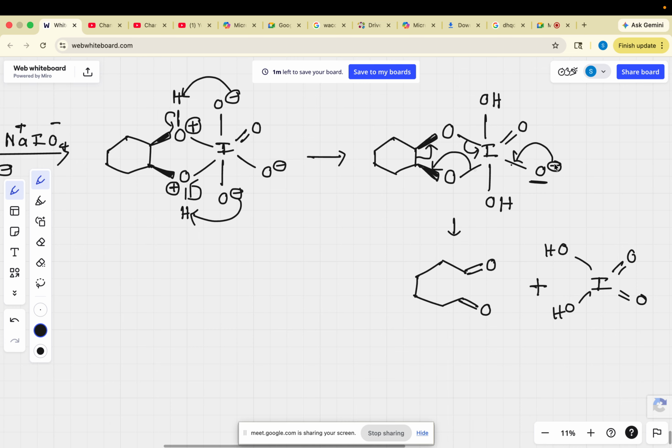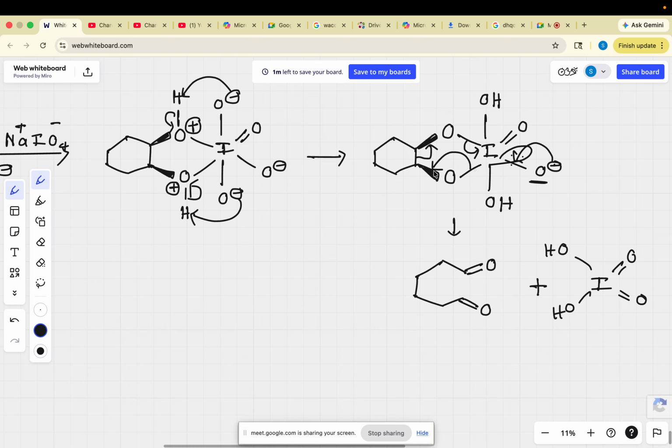So this O minus is giving back its electron density to here. Now you can consider it like that. Suppose this is your iodine oxygen bond, so the anti-bonding orbital will be present here. So basically this O minus is donating the electrons into its anti-bonding orbital, and when it is donating the electrons in the anti-bonding orbital, this sigma bond will automatically break.